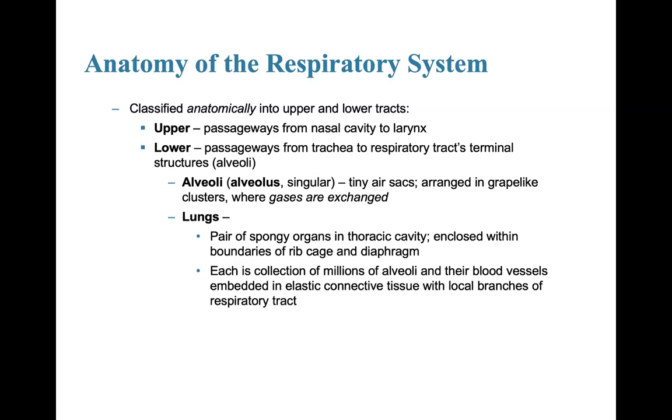The lungs, which are a pair of spongy organs located within the thoracic cavity, are enclosed within the boundaries of the rib cage, as well as the diaphragm as the floor. Both lungs will actually sit atop the diaphragm. Each lung is a collection of millions of alveoli and their blood vessels. Every single alveolus, as you'll see, is going to be surrounded by a capillary bed. These alveoli are also embedded with elastic connective tissue, which allows them to expand out and then contract back. They sort of act like balloons, with local branches of the respiratory tract.